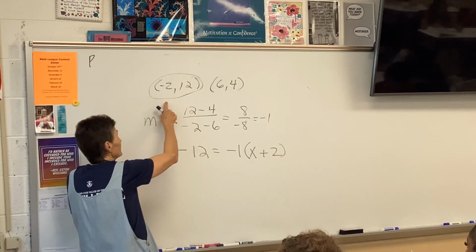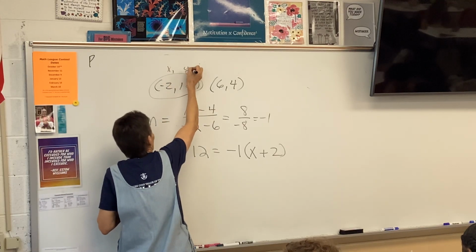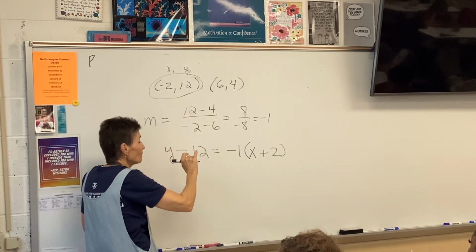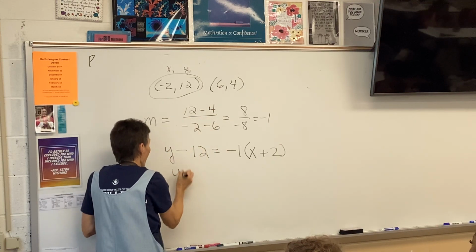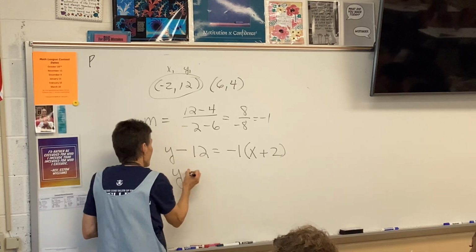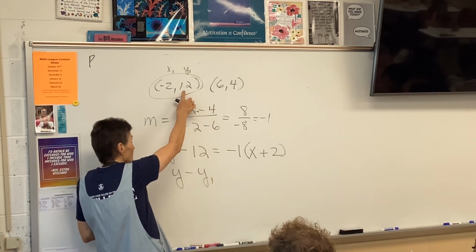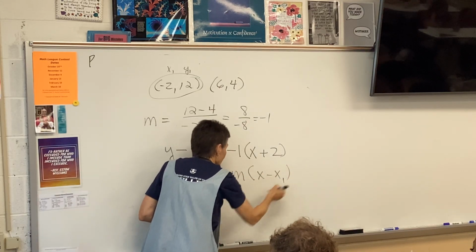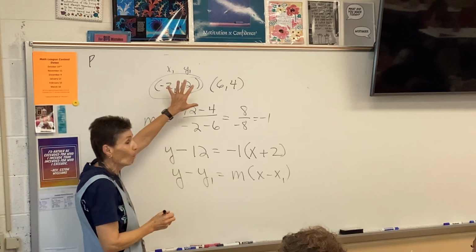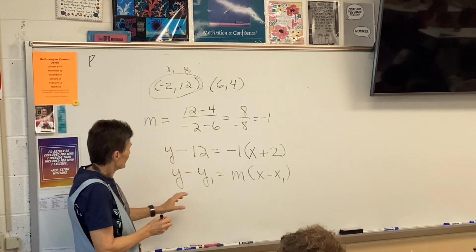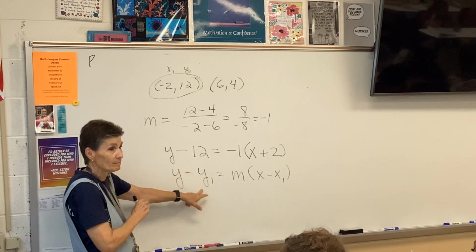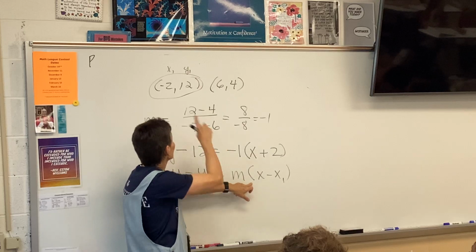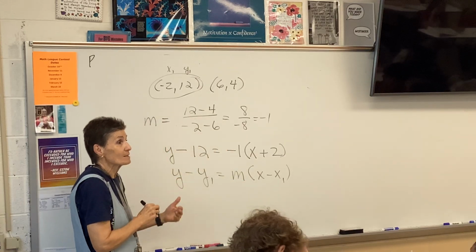Pick a point. I'll just use my first one. You could use that one, doesn't matter, same answer. And then you do y, is the letter y, minus your y point, equals m times x minus your x point. So whatever point you picked, you're going to do y minus the y one, equals m, which you already figured out, your slope, x minus the x.